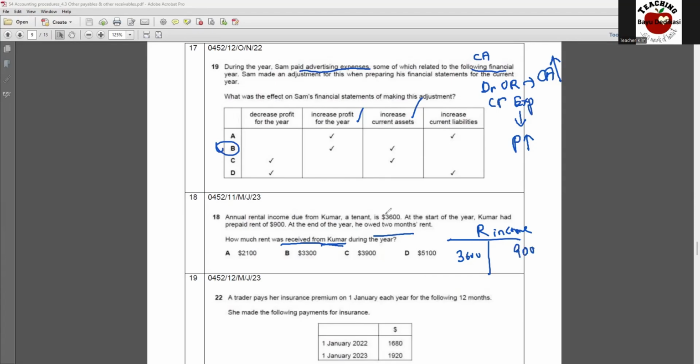And end of the year, there is a 2-month rent owing. So for these 2 months, you take 3,006 divided by 12 times 2, which is 600. So this 2 months owing is a current asset. So the difference is the amount that we receive for the bank, which is take the total debit minus the credit. The answer is 2001.